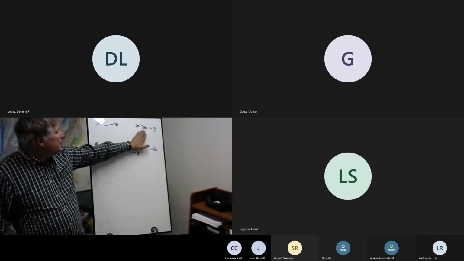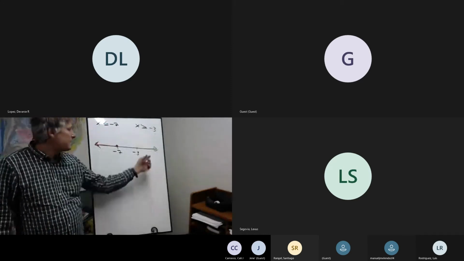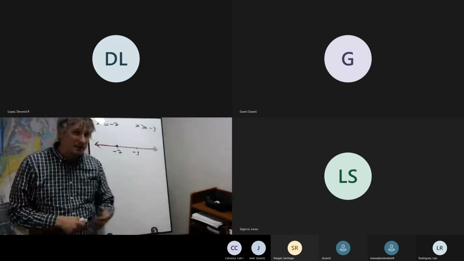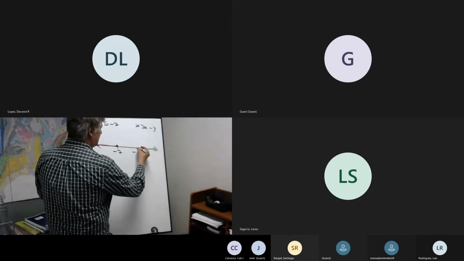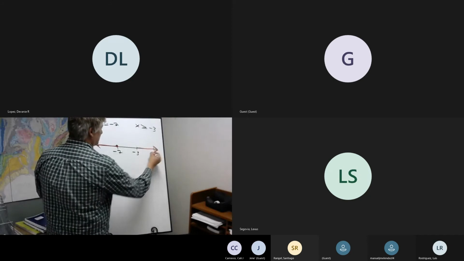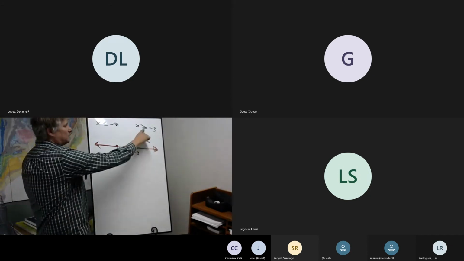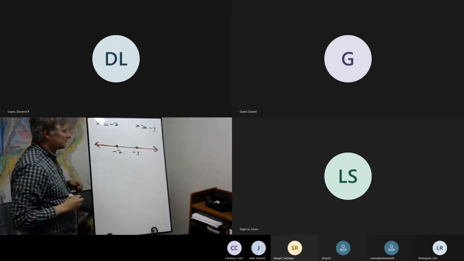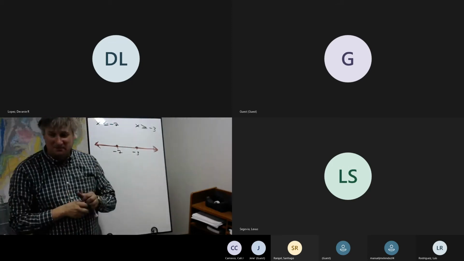So x is greater than or equal to -3. So what does that mean on the number line? Well, everything that's bigger than -3, all the bigger things are to the right. And x could equal -3. So we have that.